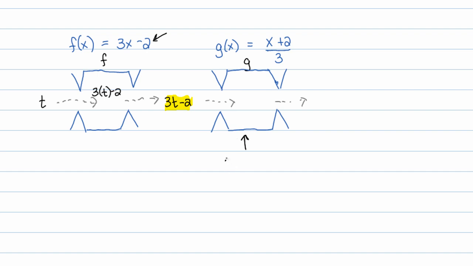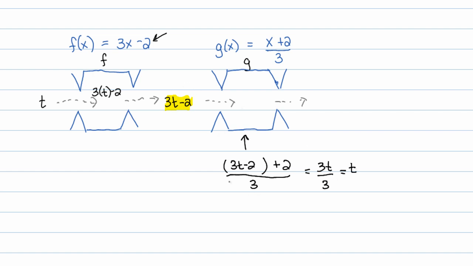Inside this machine, G, which is normally something plus 2 over 3, is going to do this manipulation. But what we're plugging into it is not x, we're plugging in this picture right here, 3t minus 2. So instead of x, I'll plug in 3t minus 2. Well, let's do this mathematics here first. So 3t minus 2 plus 2, that's just 3t in the numerator, divided by 3. The 3's will cancel nicely, so this will become t.